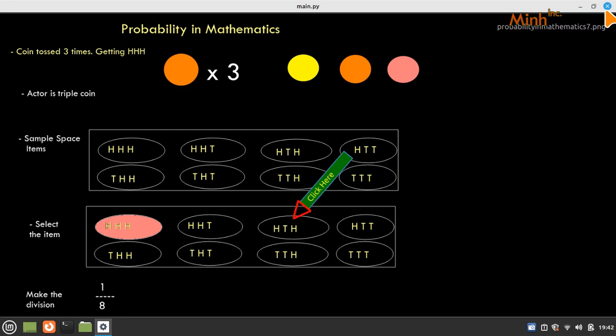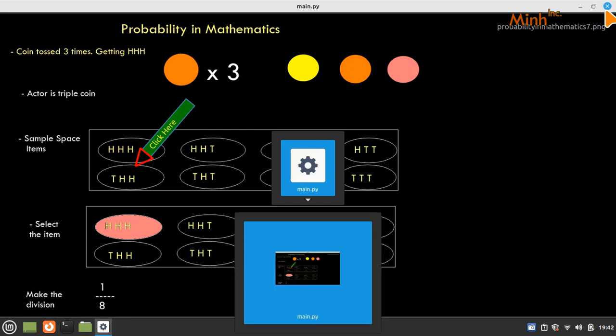Okay, so that can be thought of. Now, select the item. Okay, what do you want? You want this. Out of all combinations, you want this. So, if there was a question like what is the probability of getting head, head, head and tail, head and tail? Okay, this is the question.